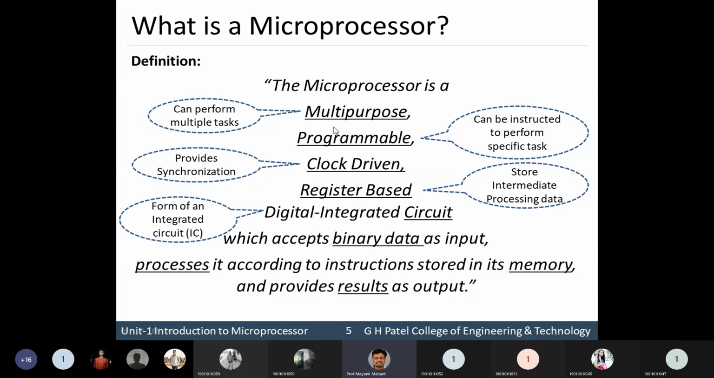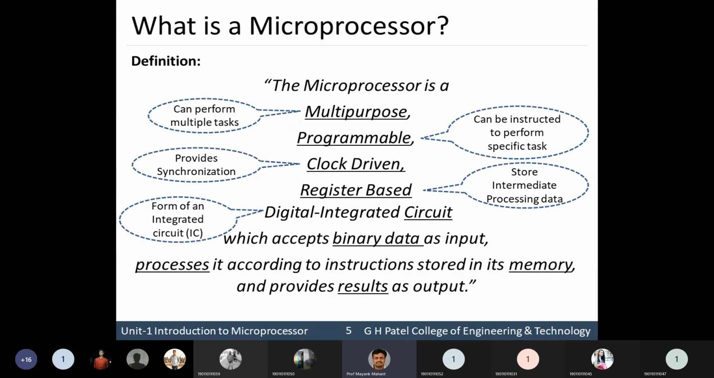The first is multi-purpose. Multi-purpose means it can perform multiple tasks. Now what does performing multiple tasks mean? I think all of you would be using your laptop or a computer system, so we will take that as a reference. In that, you can open your Internet Explorer, your VLC player, your media player, and at the same time your Word document and PDF.